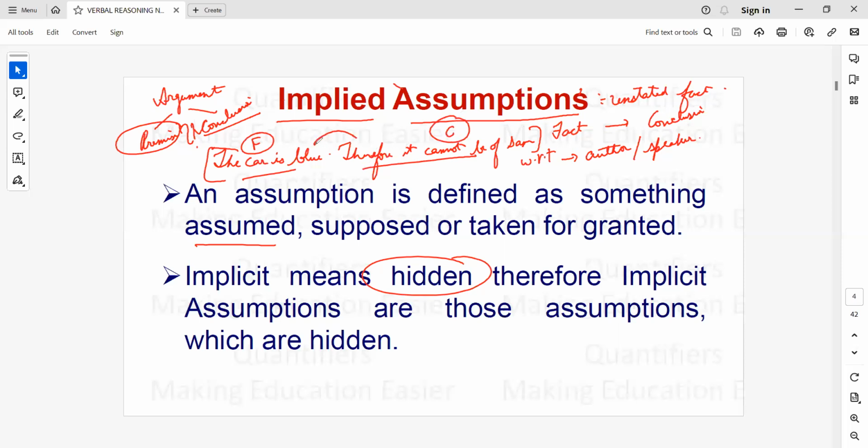But is there any missing link? Is there something that I, being the speaker, am assuming? So I'm saying that the car is blue, therefore it cannot be of Sam. What am I assuming? I'm assuming that Sam does not have any car which is blue in color. So this is actually my assumption. Sam has some different color car. I've not written this assumption, but that is something that is actually going on inside my brain, right?